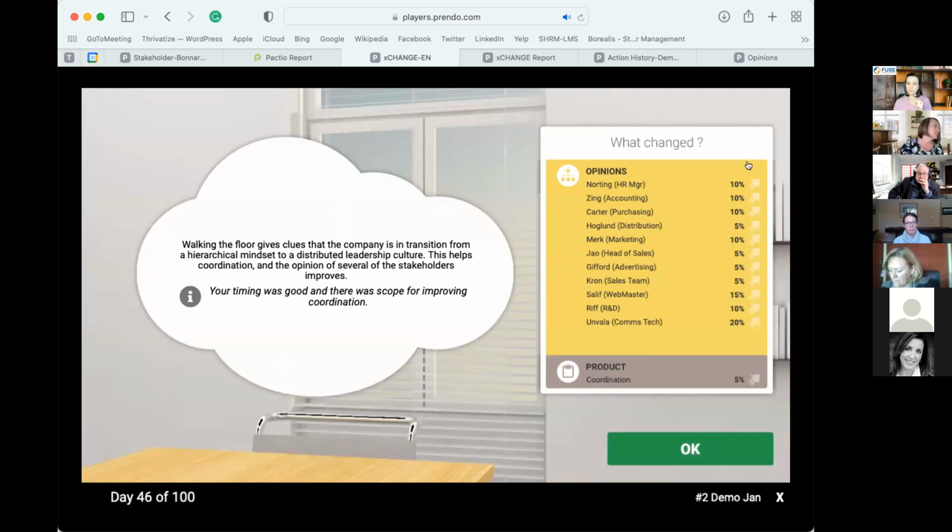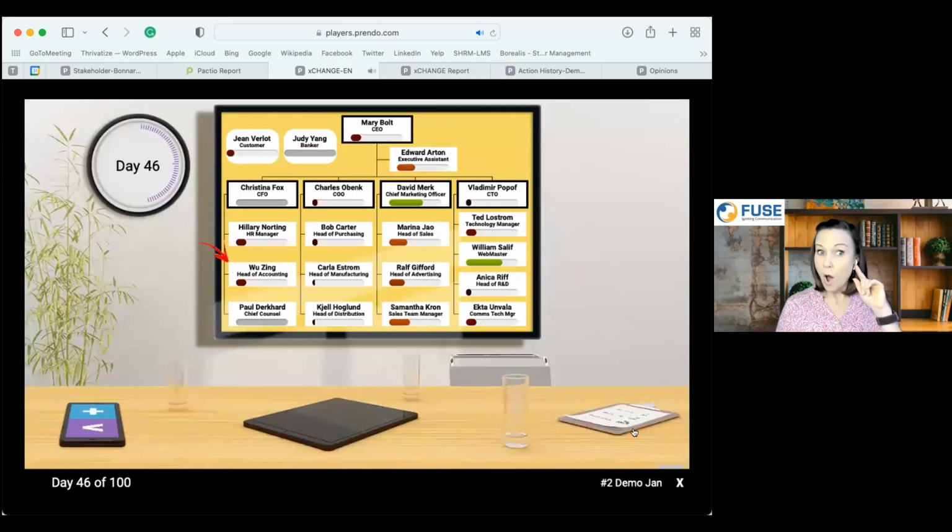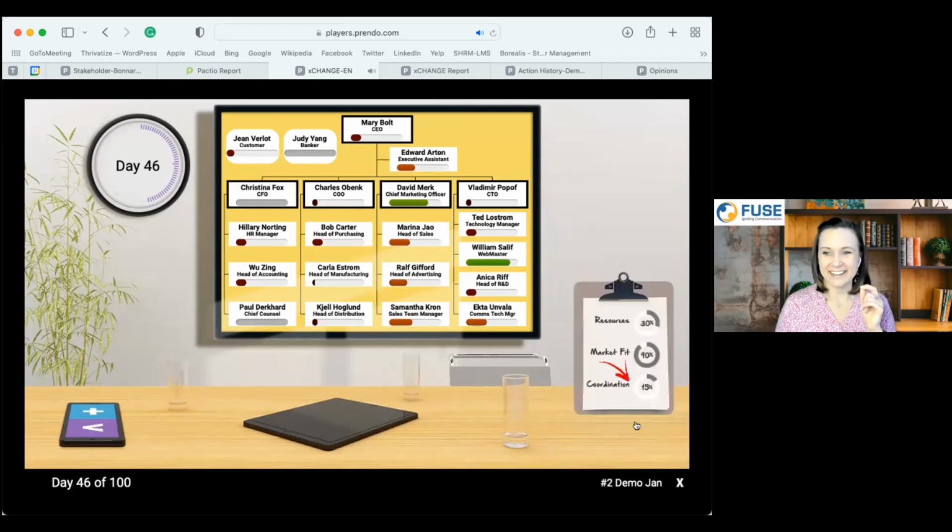And now look at this. Opinions of all of these different stakeholders increased because we interacted with so many people in that one floor tour. And we had a 5% increase in our product coordination, meaning if it's a good fit for our market or not. So after we hit okay, it'll take us back to this main screen. Exciting. You get to see all of those increases from all of those interactions go up on that scorecard. So that's your scorecard with your 20 stakeholders in the simulation.